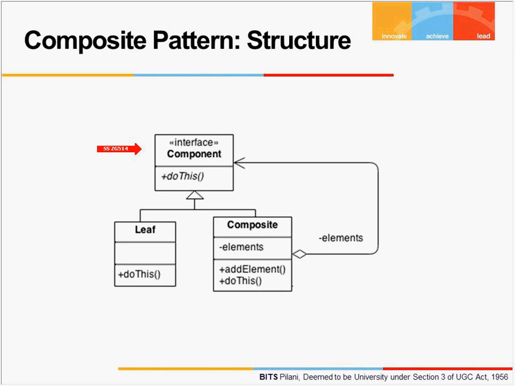This is the component, which is the interface. This is your base component, which all the atomic objects as well as the composite objects are required to implement. Then there are leaf components, which are the leaves of the tree, the atomic objects. These components also implement the base component. Similarly, there is the composite component.